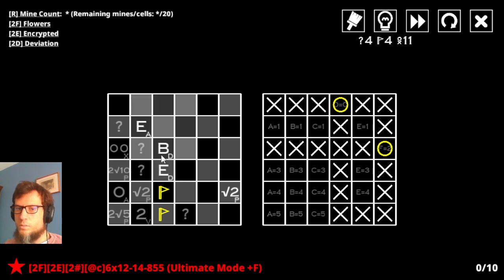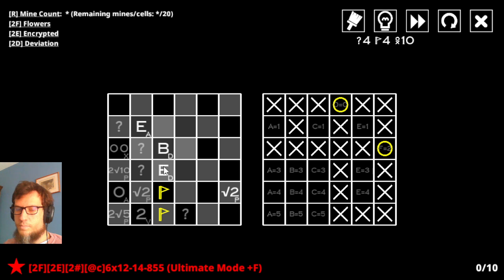Oh, wait, no, wait. If B is 1, it would force E to be at least 3. But if E is at least 3, then it would put at least 2 inside the range of the B. So B can't be 1.